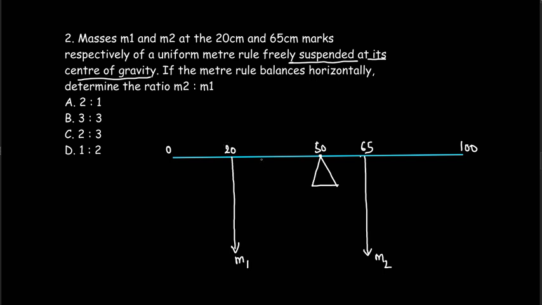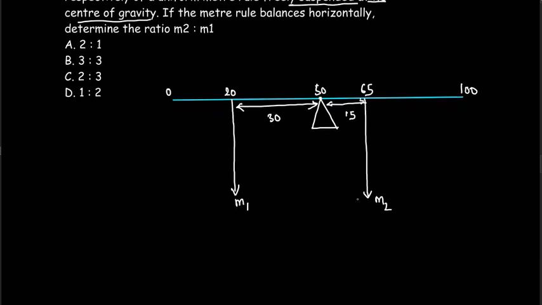Now this is the 20 cm mark. The distance between M1 and the center is going to be what? 50 minus 20, that is 30. The distance between M2 and the fulcrum is going to be what? 65 minus 50, and that is 15. Right? So clockwise moment equals anticlockwise moment. So M2 times 15 equals M1 times 30.